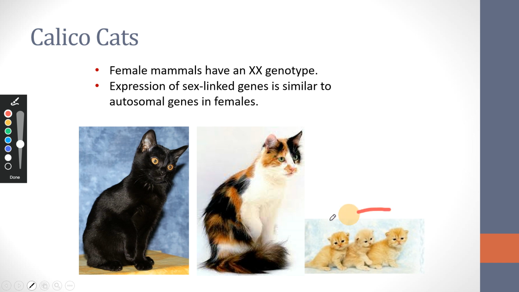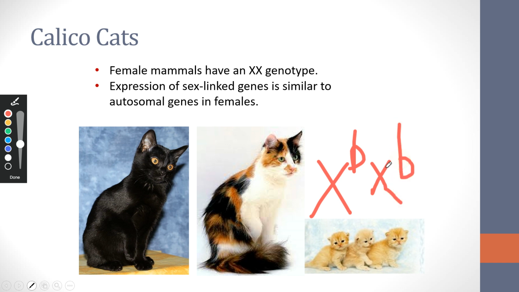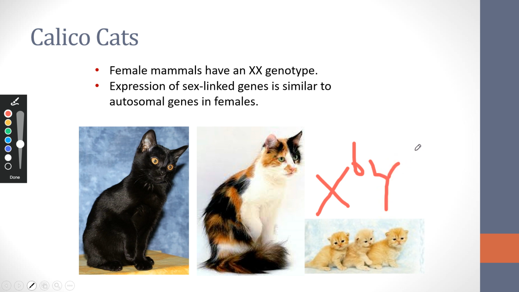Over here on the far right-hand side, these orangish cats are X little b, X little b. They're carrying the recessive version of that coloration trait. Or if they're male, they are X little b Y. And there's not going to be anything on the Y chromosome. This is a sex-linked trait. Sex-linked traits are sometimes also called X-linked traits because they occur on the X chromosome. So this coloration is not located on the Y chromosome, so there's no reason to put any letter next to the Y.